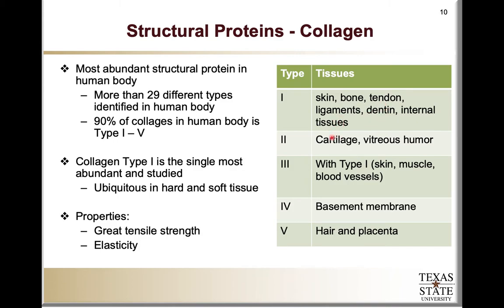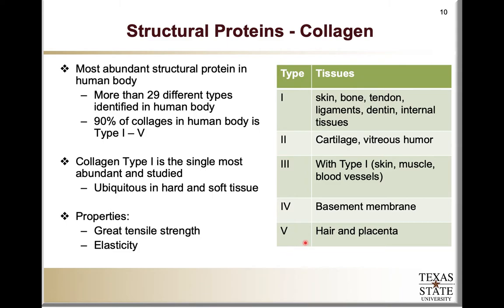Type 2 is found in cartilage, intervertebral discs, vitreous humor of the eye, and other locations. Type 3 is typically found in soft tissues, especially in healing tissues and in the walls of hollow organs, such as blood vessels. And it's typically found along with type 1 collagen. And then type 4 is found in the cell basement membrane, and type 5 is found in the hair and placenta.